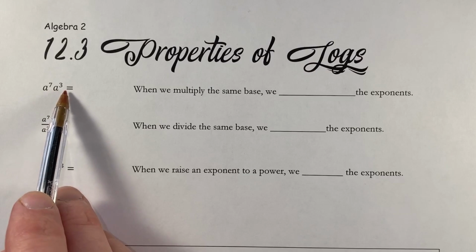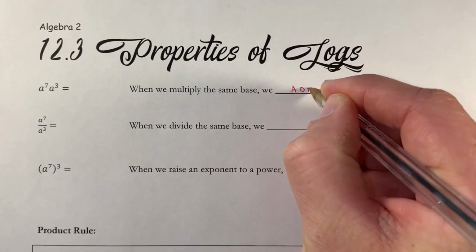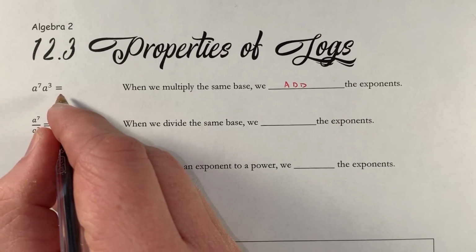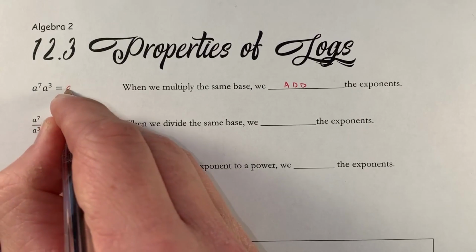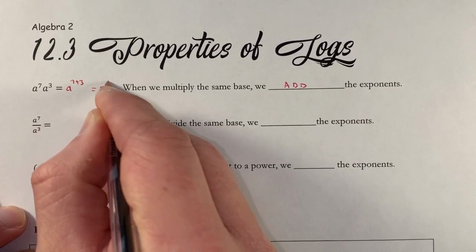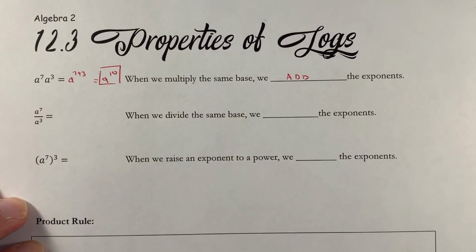When we multiply exponents like a to the 7th times a to the 3rd, we add the exponents. So a to the 7 times a to the 3rd is the same as a to the 7 plus 3 power, or a to the 10th power.